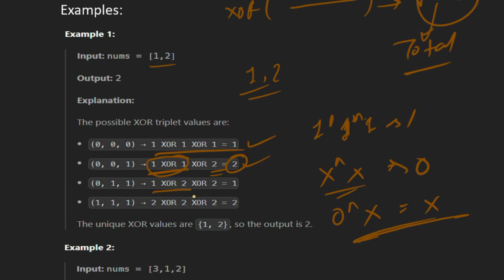Then 1 XOR 2 XOR 2. So 2 XOR 2 will give us 0, and 0 XOR 1 will give us 1. So already we have got 1, so this is not a unique value. Again, this is not a unique value. So the total number of unique values that we are getting is 2. So our answer is 2.